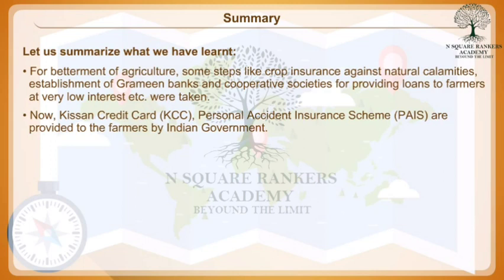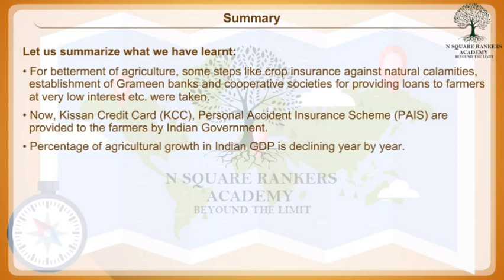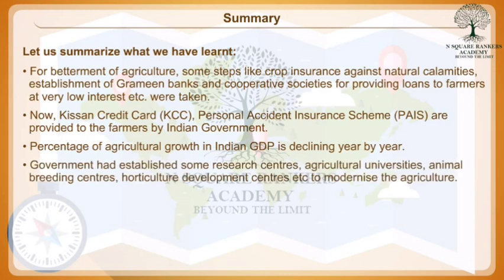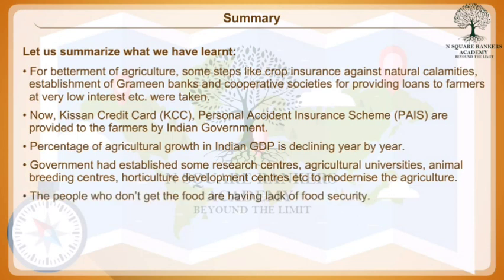The percentage of agricultural growth in Indian GDP is declining year by year. Government had established some research centers, agricultural universities, animal breeding centers, horticulture development centers, etc. to modernize the agriculture. The people who don't get the food have a lack of food security.